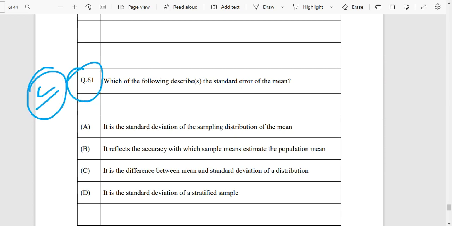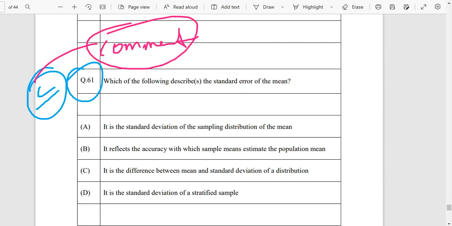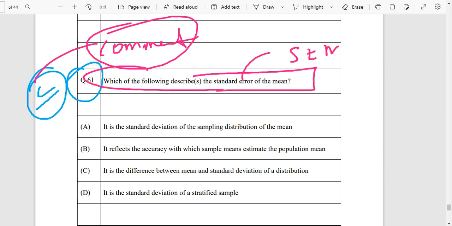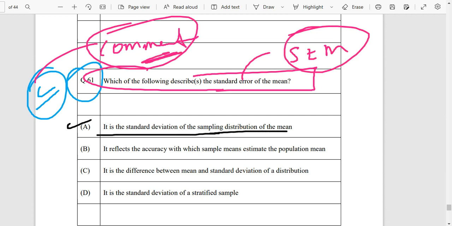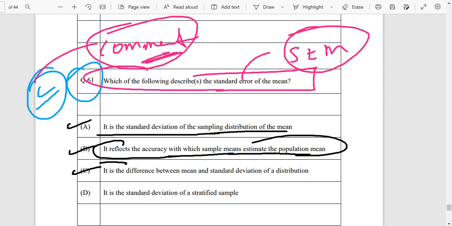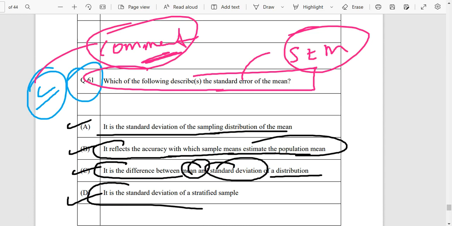Okay, so this is question number 61. Try to answer this in the comment section. Okay, which of the following describe the standard error of mean, SEM? Try to comment. A. It is the standard deviation of the sampling distribution of the mean. B. It reflects the accuracy with which sample means estimate the population mean. C. It is the difference between mean and standard deviation of a distribution. D. It is the standard deviation of a stratified sample.